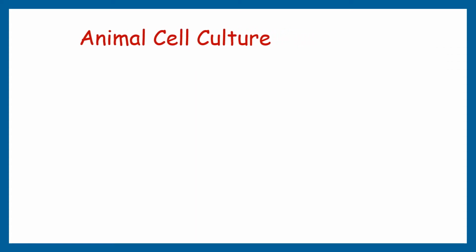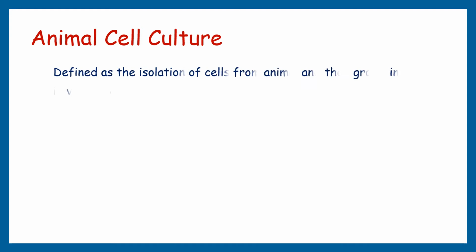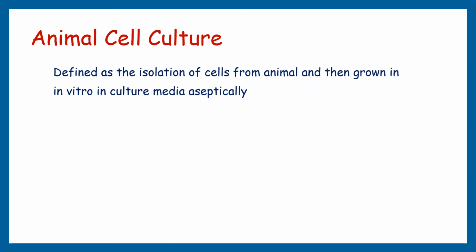Let's have a look at a brief introduction regarding animal cell culture. Cell culture is the process by which cells are allowed to grow in controlled conditions outside of their native environment. As we know, cells grow and die continuously inside our body. In this technique, we can grow a particular type of cell outside the body in controlled conditions. So it is defined as the isolation of cells from an animal and then grown in vitro in culture media aseptically.